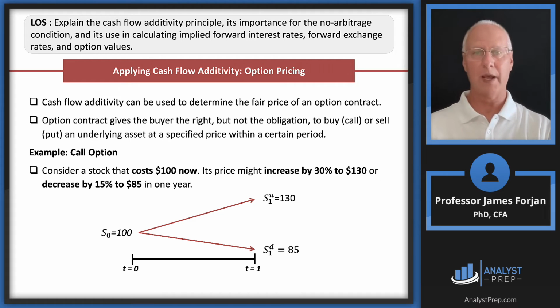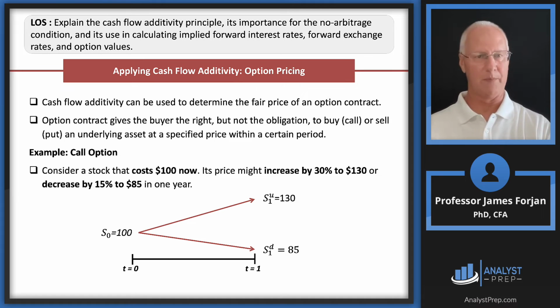So an option gives the right, but not the obligation, to either buy or sell an underlying asset, like a share of stock. Now, if the option gives you the right to buy a share of stock, that's known as a call option. If the option gives you the right to sell a share of stock, that gives you a put option.